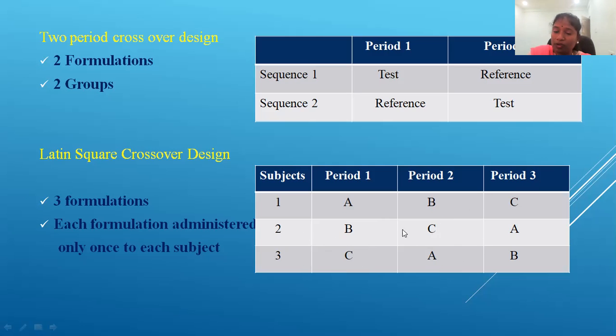In the third period also, and in between period 1 and period 2, there are washout periods. You must completely eliminate the drug, otherwise drug interactions will happen.